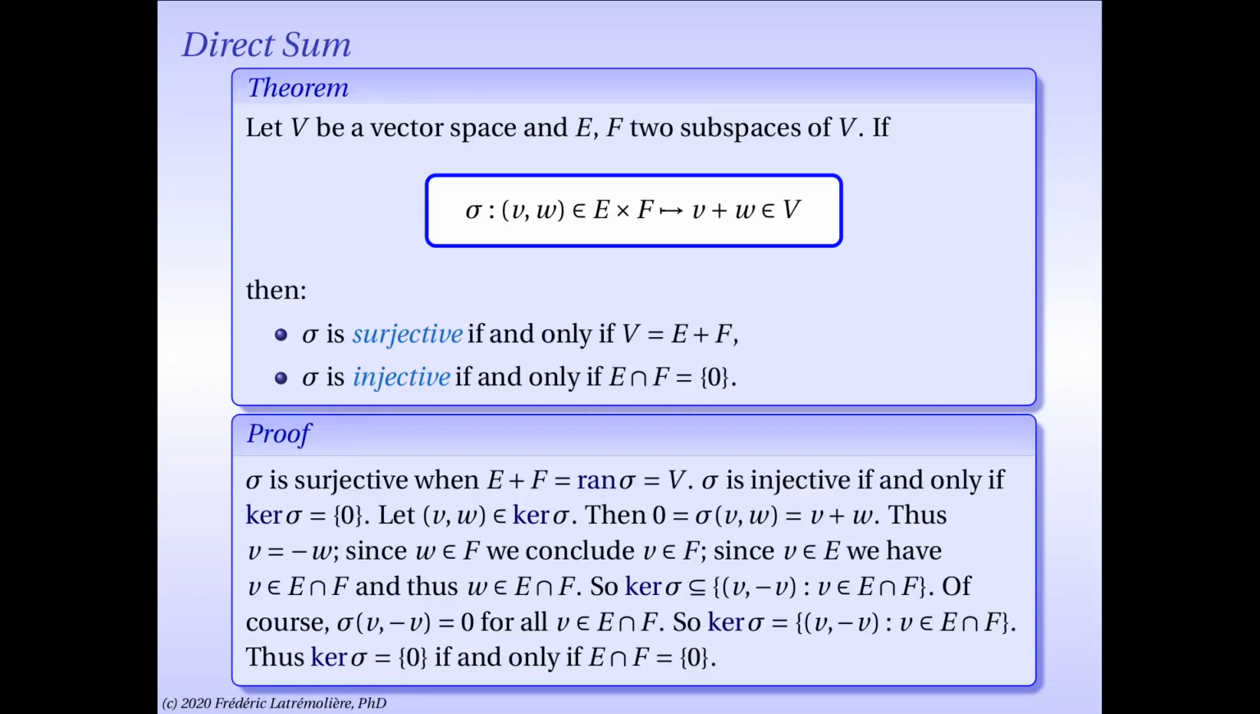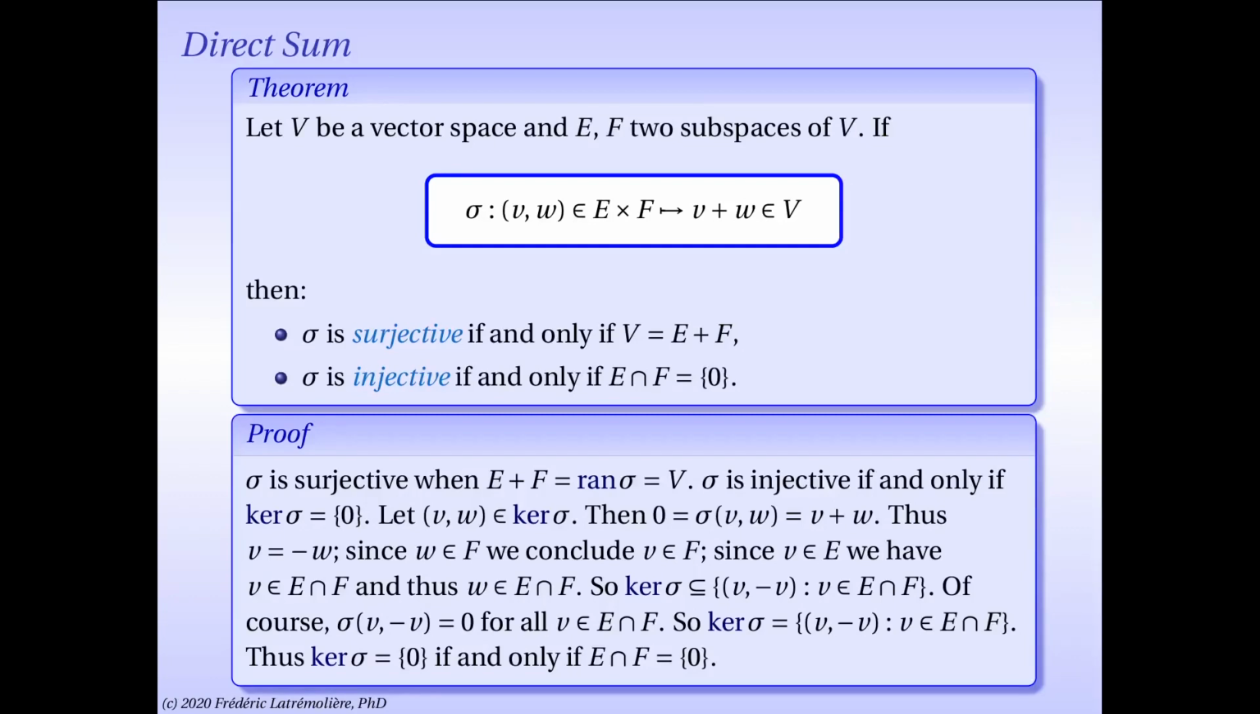So again, when is sigma injective? Well, sigma is injective if and only if that subspace is a singleton 0. And how does that happen? Well, the only possible V you can plug in here is 0. So that forces the intersection of E and F to be the singleton 0.